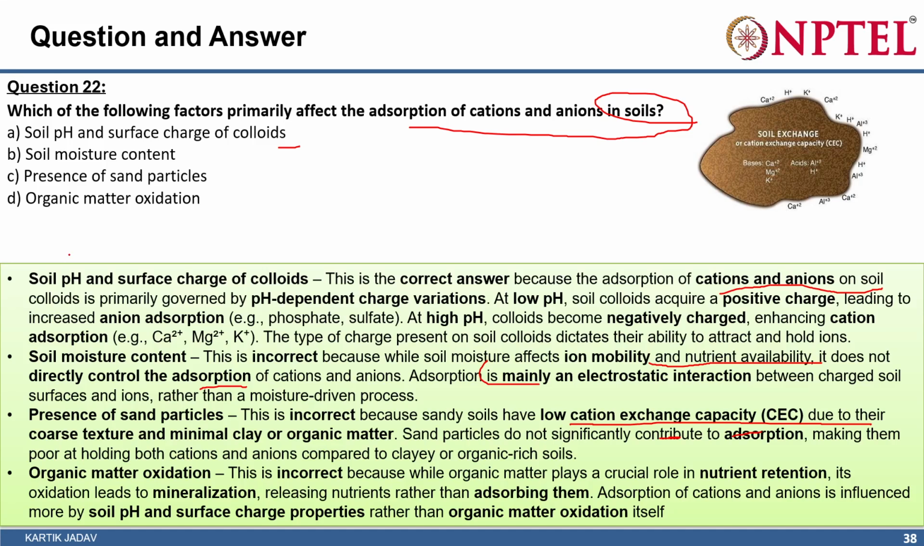While organic matter oxidation is also incorrect, because organic matter plays an important role in nutrient retention, but its oxidation leads to mineralization, releasing the nutrients rather than absorbing them. Right? So whenever there is oxidation of organic matter, that leads to mineralization and ultimately releases the nutrients instead of absorbing. So the correct answer is option A. Option A. Okay.